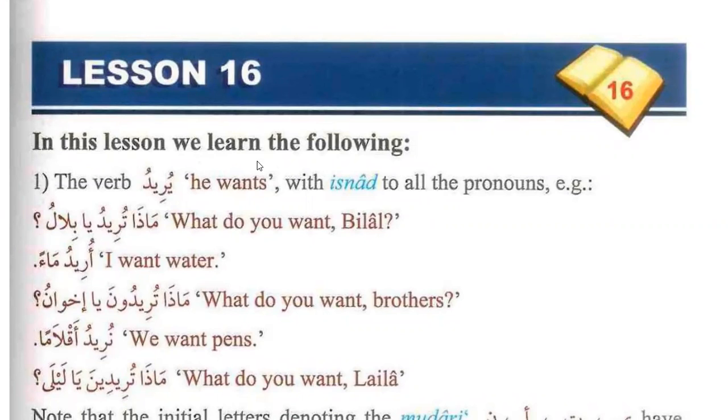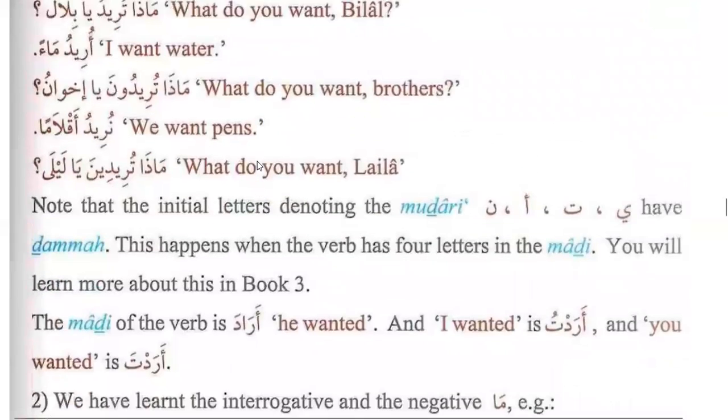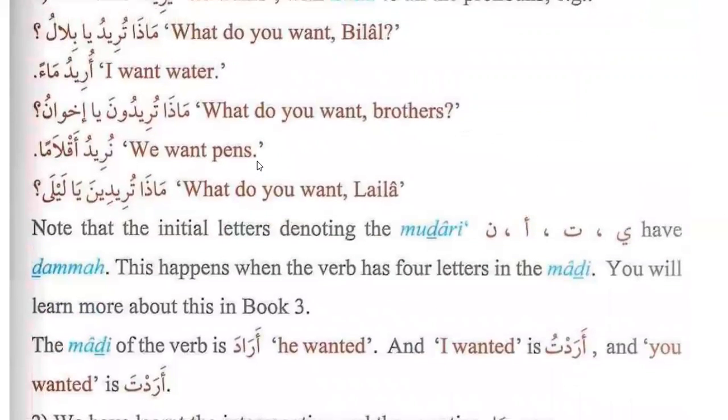The fi'l mudari' with the isnad to all the pronouns. Madha turidu ya Bilal? What do you want, Bilal? Uridu ma'an, I want water. Madha turiduna ya ikhwan? What do you want, brothers? Nuridu aqlaman, we want pens. Madha turidina ya Layla? What do you want, Layla?